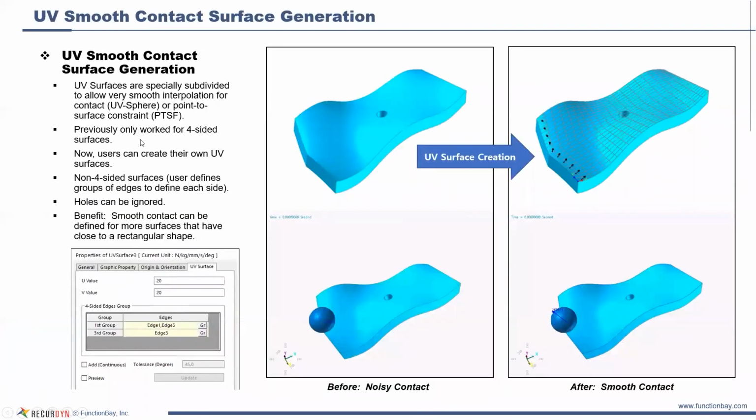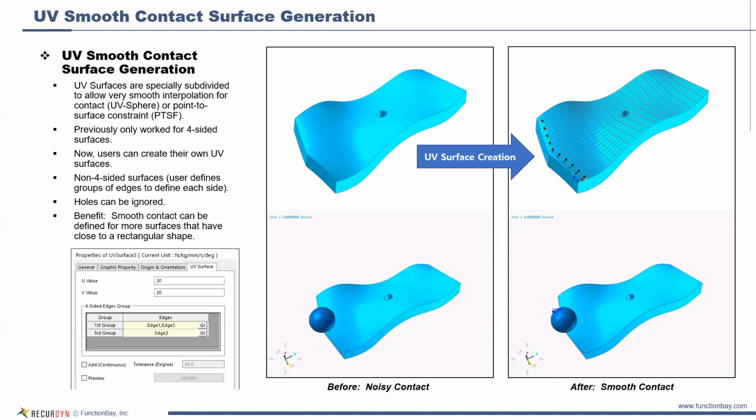The next enhancement is the UV smooth contact surface generation. If you don't know what the UV surface is, it's something in RecurDyn where you can take a four-sided surface, and then RecurDyn will split it up into a mesh or grid pattern, and then it'll do some special interpolation to make contact with that surface very smooth. This is something that has been in RecurDyn for a couple versions.